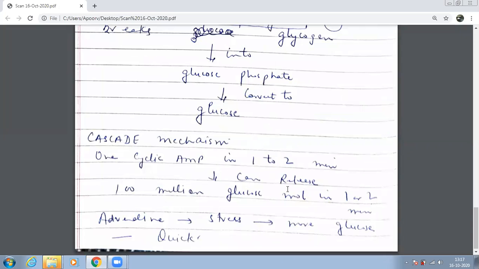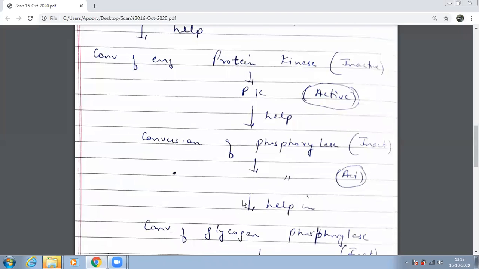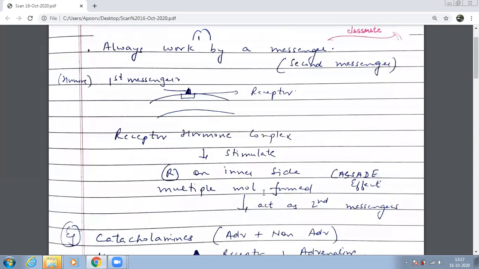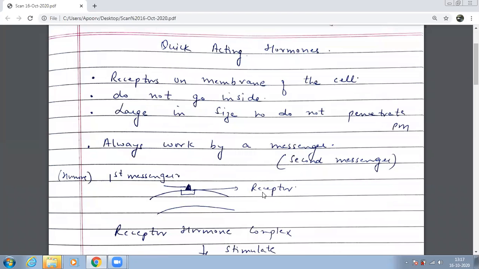Cyclic AMP in 1 to 2 minutes can release how many glucose molecules? 100 million. So if you see, this is a very quick reaction. Within a minute or two, you're getting 100 million glucose molecules. That is why adrenaline is a stress hormone. It will release more glucose in an emergency, which will help you to take action quickly. So do you agree that adrenaline is a quick acting hormone? Yes, ma'am. Thank you so much.